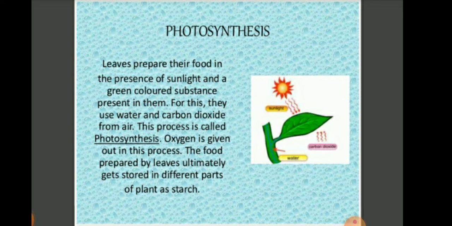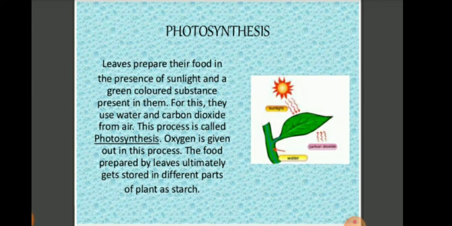The function of the leaf, photosynthesis, you can easily see in this picture. The leaves prepare their food in the presence of sunlight and a green colored substance, which is the main pigment of the leaf. It is called chlorophyll. For this, they use water and carbon dioxide from the air. This process is called photosynthesis. Oxygen is given out in this process.